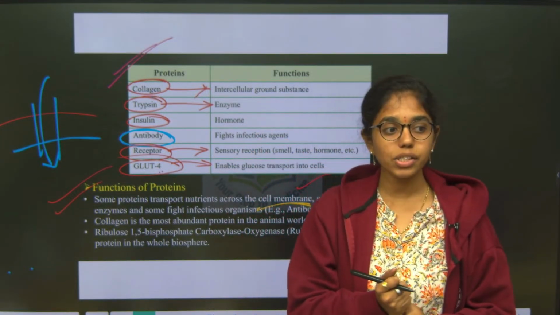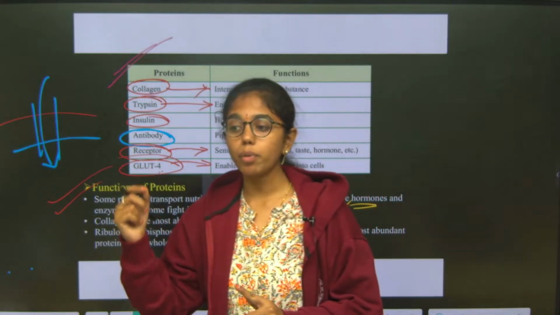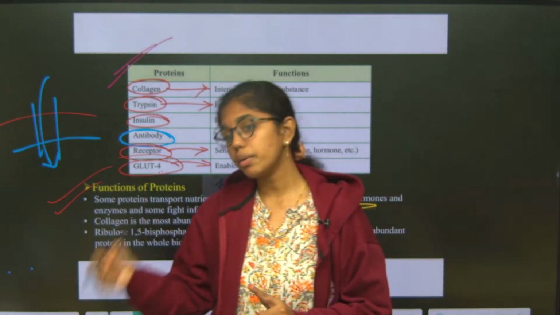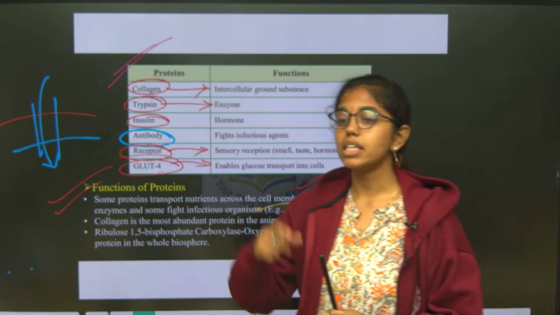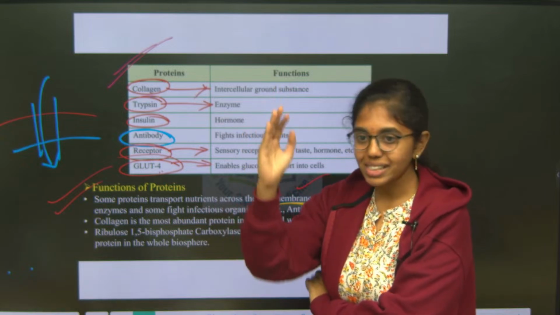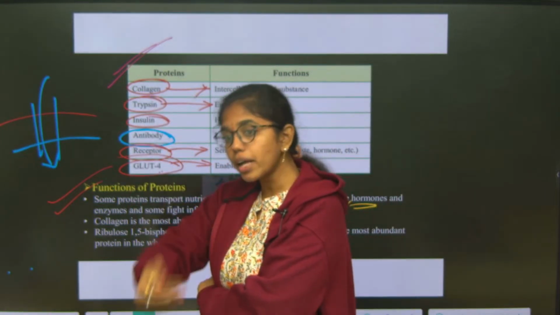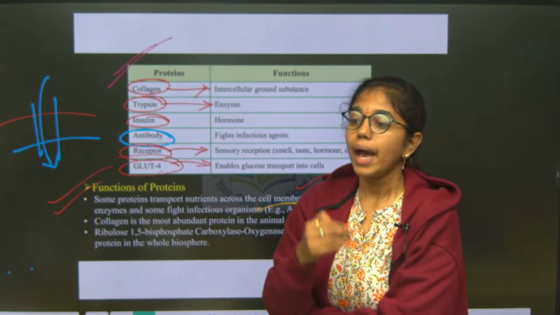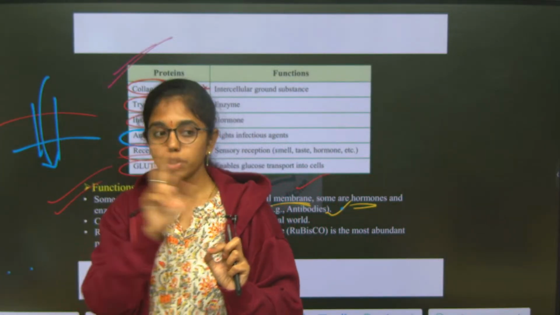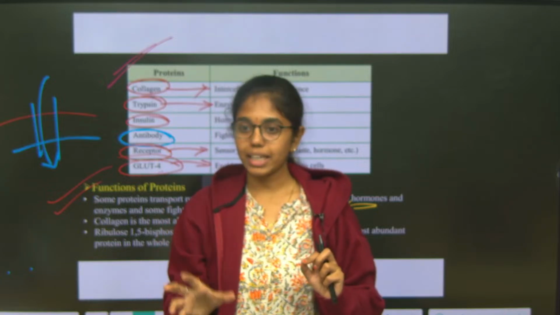In the secondary structure, along with the peptide bond between the amino acids, we also have hydrogen bonds. In alpha helix, the hydrogen bond is between the carbonyl group of one amino acid and the amino group of the fourth amino acid down. And then we have beta pleated sheets, where the hydrogen bond is between two chains.